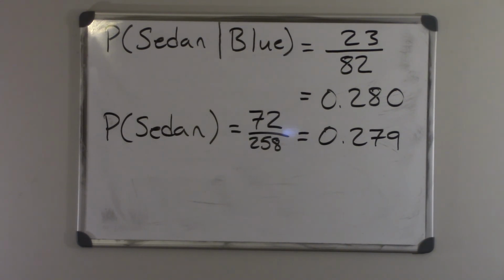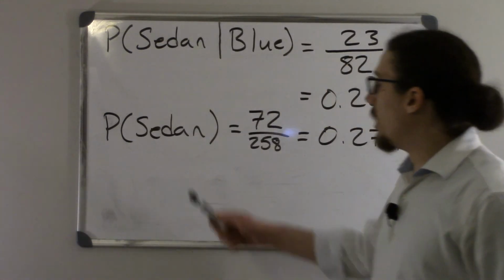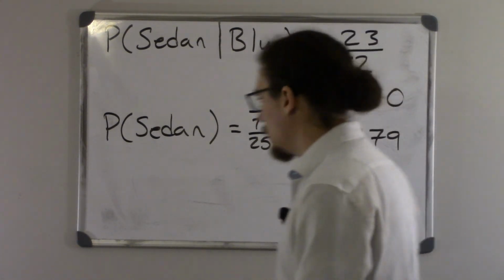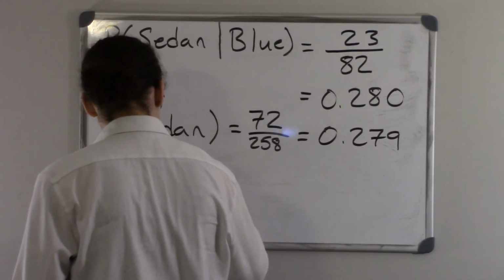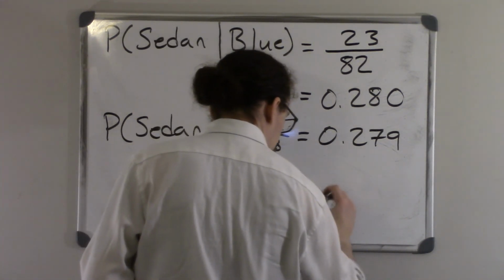In fact, they're very close to being independent, even though they're not. If you do the other set, you'll see that they are also within 1/1000th of being the same number as well. So these two have very, very little effect on each other, but they are not independent. The probability of the sedan given blue would have to equal the probability of sedan for it to be independent. It does not. So these are not independent of one another.